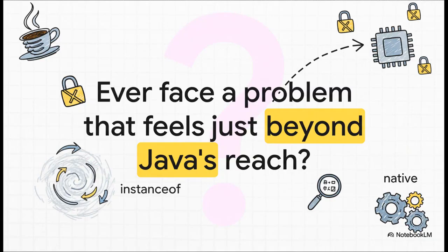You know that feeling, right? You've hit a wall in your code. You're looking at an object and you're just like, what are you exactly? Or maybe you're trying to squeeze out some performance that plain old Java just can't seem to give you. I mean, these are the kinds of headaches that can bring a project to a crawl. But don't worry, today we're going to look at some pretty clever ways to solve these exact problems.